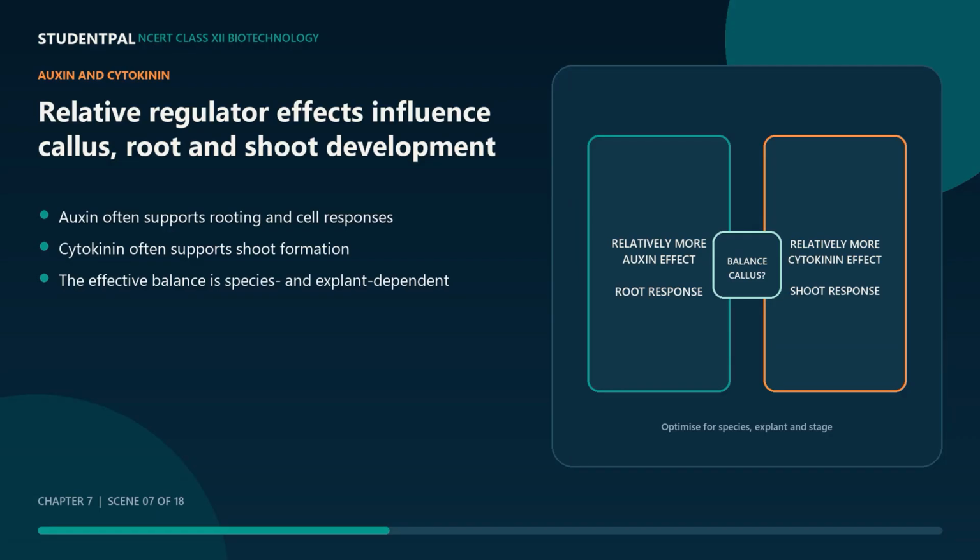Endogenous hormones, explant source, genotype, regulator identity, concentration, exposure time, and other medium components change the response. Therefore, a hormone experiment should test a matrix of conditions and record separate outcomes: proportion responding, number of shoots or roots, time to response, and abnormal development. In a CBSE answer, use the words relative balance and state that regeneration conditions are empirically optimized. Never present one auxin to cytokinin number as a rule for all plants.